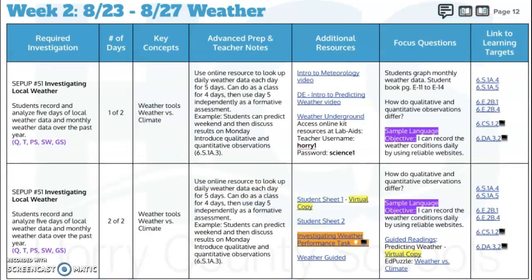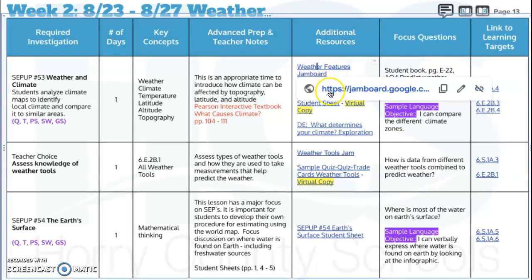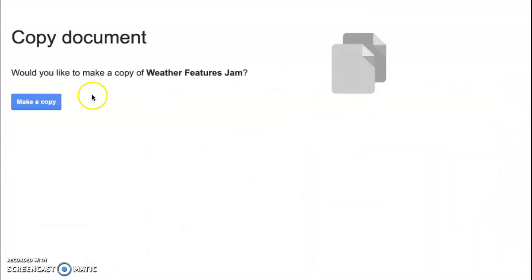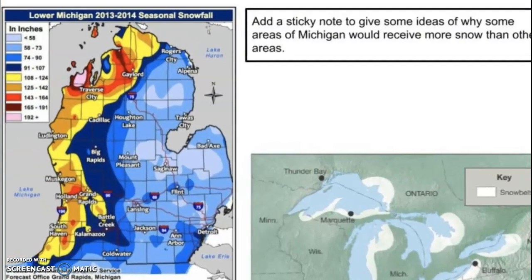The other thing we've added is some Jamboards, a couple Nearpods, as well as some end-of-year review. Those were some things that were missing. So if you look, it will say Features Jamboards or Jam. And again, it's going to force you to make a copy. And then from there, what I would suggest you do if you're going to use one of the Jamboards is you decide how you're going to use that with your students.